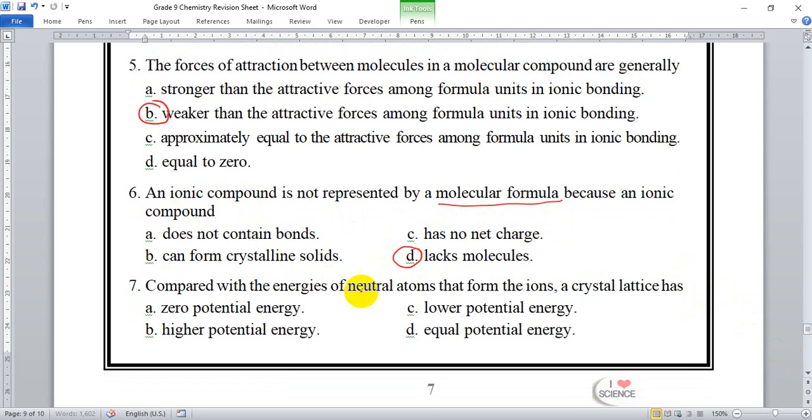Compared with the energies of the neutral atoms that form the ions, a crystal lattice has 0 potential energy, higher potential energy, lower potential energy, or equal potential energy. We mentioned it before: when they bond, they form lower potential energy.